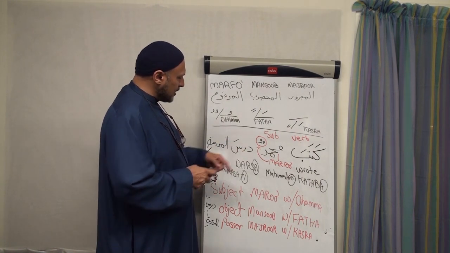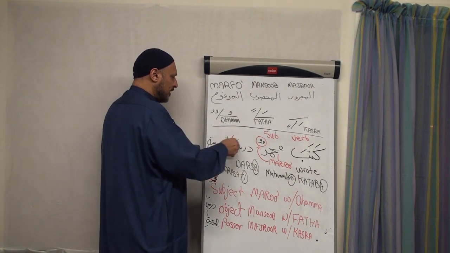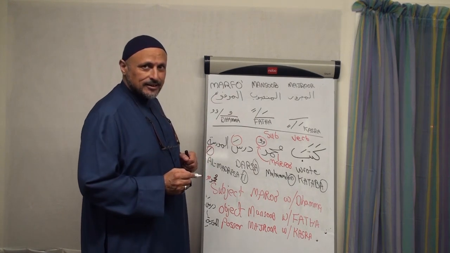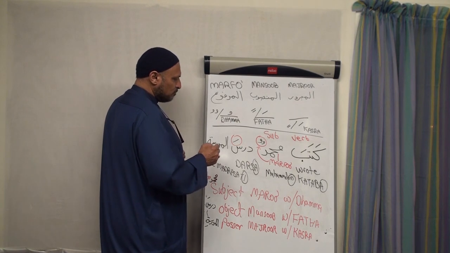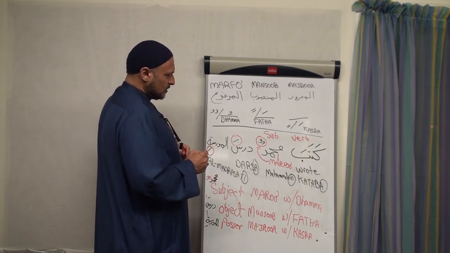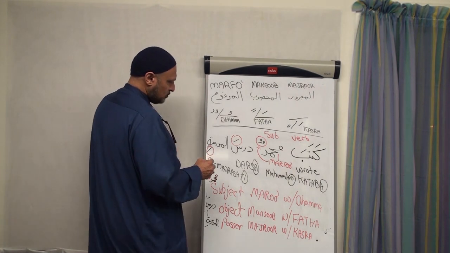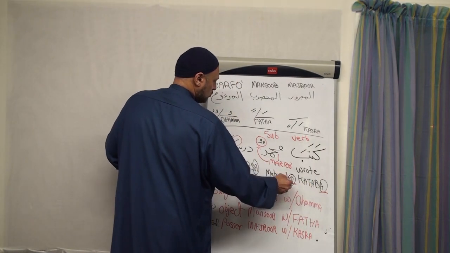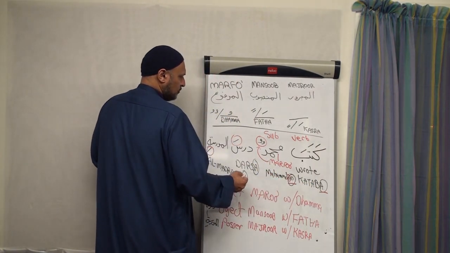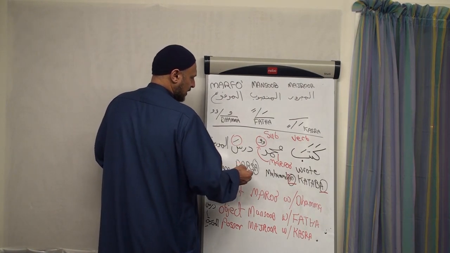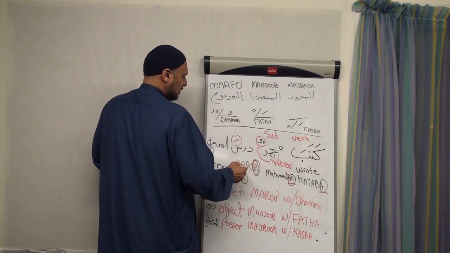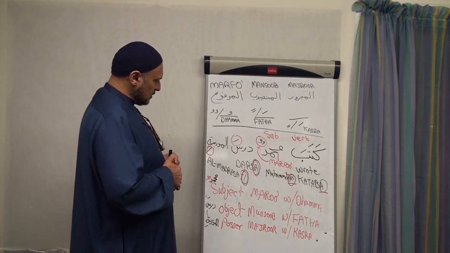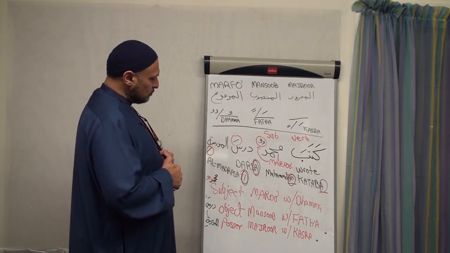Which is an object, darsa, mansub with the fatha. And then al-madrasati, which is a possessor, majrur with the kasra. For those who cannot read Arabic, I wrote kataba with an A, A, Muhammadun. There's a U sound here, which is a subject, marfu. And then darsa, A sound, which is a mansub. And then we have an E sound, which is a possessor, with the vowel sounds.